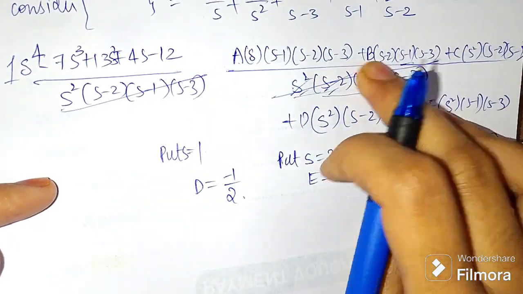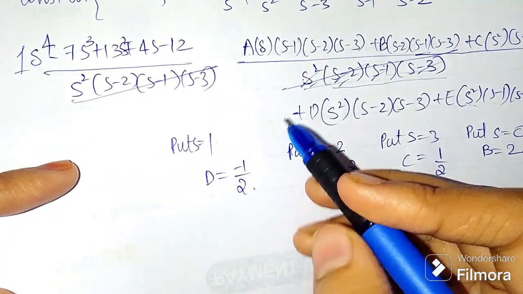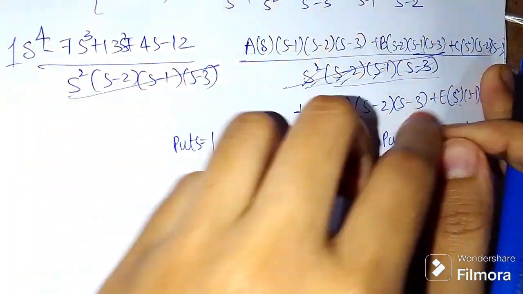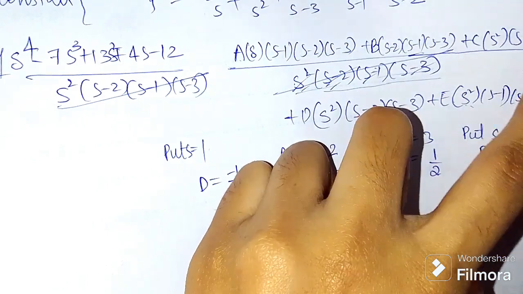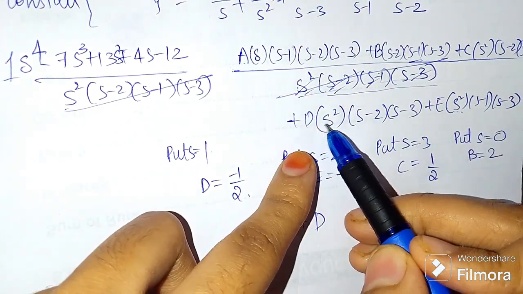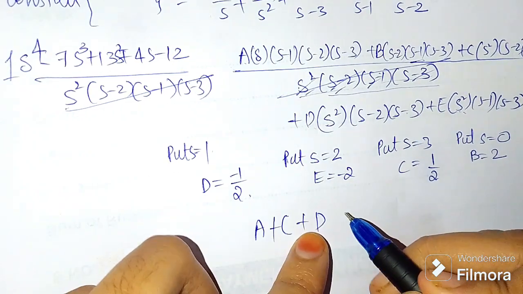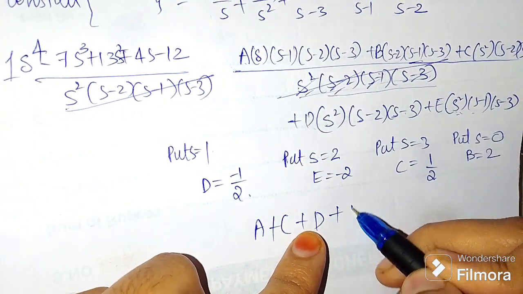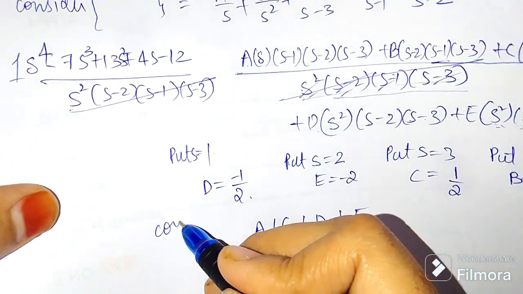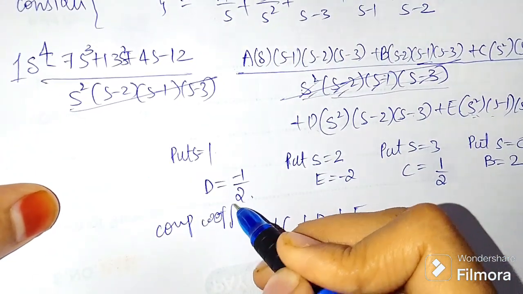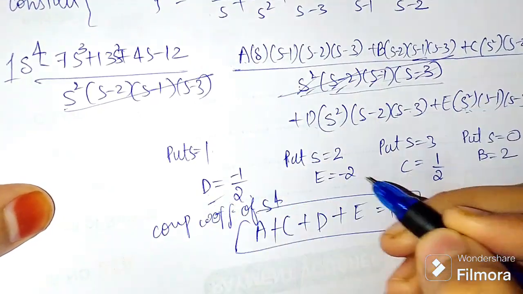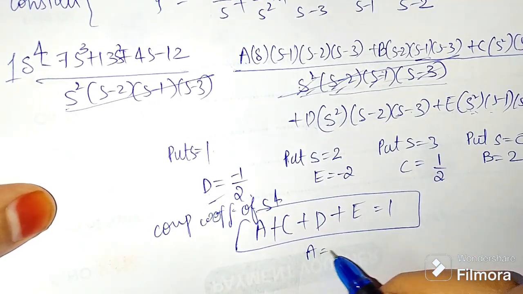So let's see. a plus c also, s square will get coefficient c, plus d also, s power 4, e, yeah. In b only you will not get power 4. So comparing coefficient of s power 4, now you'll put all the values and you'll get a value as 3.